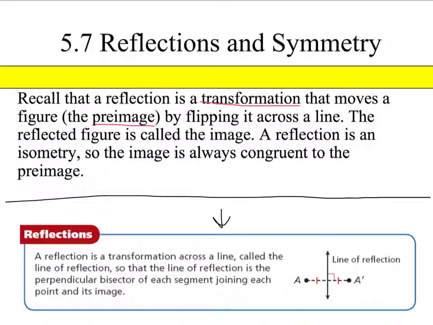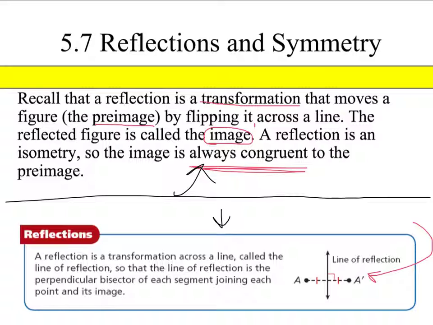Remember how we are able to see which one is our pre-image and which one is our image. That's going to be with your little prime symbol. If you look even down here, you can see that little prime symbol right there. We'll get to that in a second. It says a reflection is an isometry, so the image is always congruent. Look at that word. Always congruent to the pre-image. That's the very first thing you look for. Is it congruent? Then you can go on to your next steps.